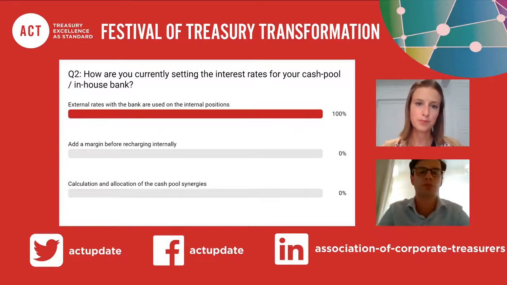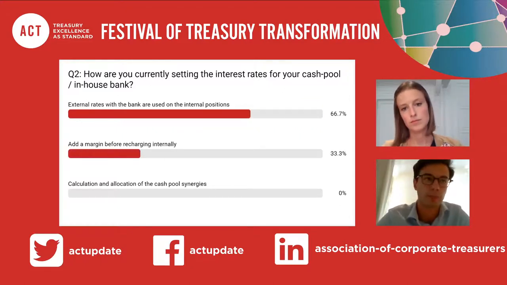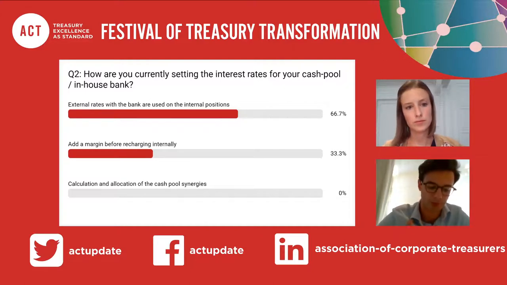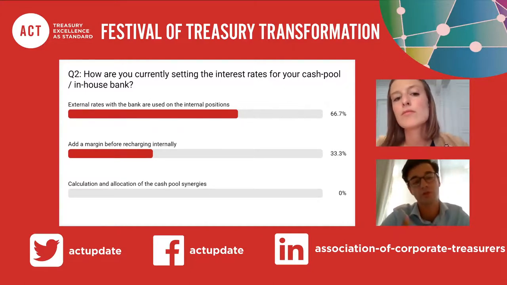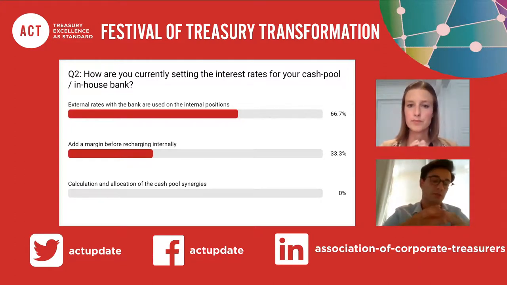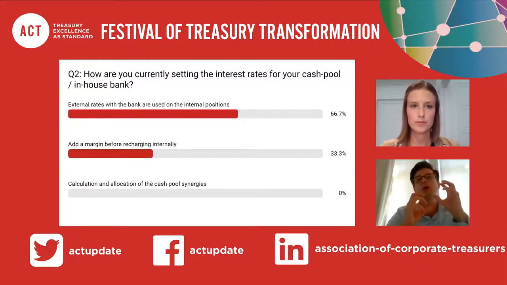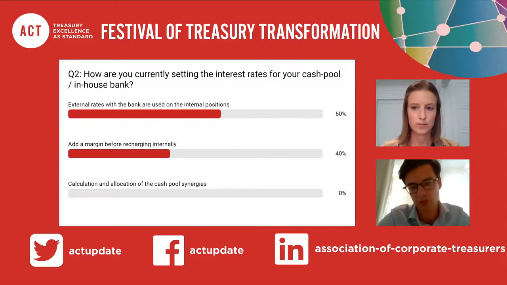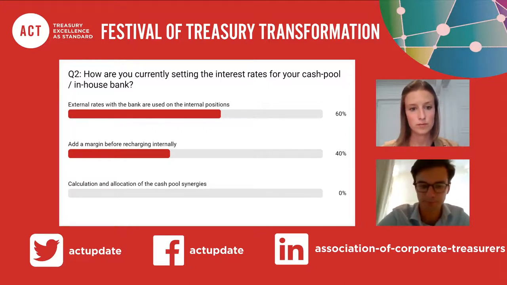Meanwhile, we see that the first person has answered the polling question using the external rates with the bank for the internal positions. It's good to know that if you do so, all netting benefit actually indirectly is allocated towards the cash pool leader. So it might be good to review this and see if some participants are actually taking a risk within the pool, and then they should get remunerated as well. That can either be done by applying a fixed margin to those rates and a fixed pool premium and pool discount, and then you already shift a part of that cash pool synergy towards the different participants. And we actually see that some of the participants are already doing that.